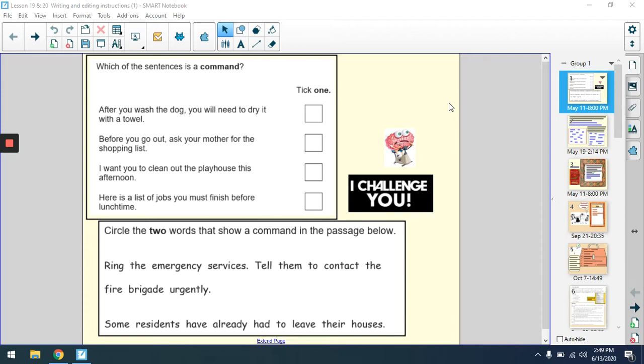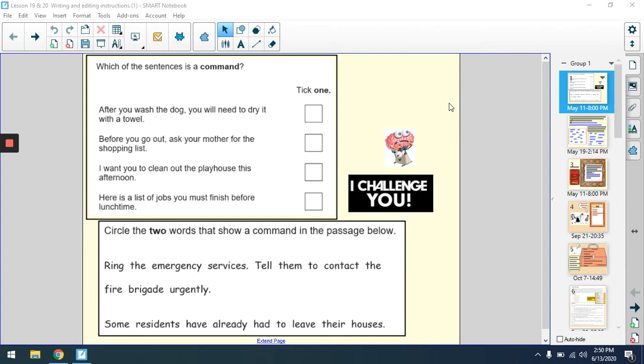Before, in today's lesson you're going to look at writing your instructions. We've got a starter for you. Read the instructions carefully. Which of the sentences is a command? Tick 1. Think very carefully about the use of the imperative verb. Is it telling the person to do something, or is it suggesting they do something?